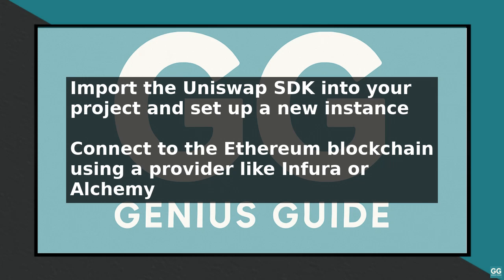To connect to the Ethereum blockchain, you need to provide the SDK with a provider, such as Infura or Alchemy. This provider will be used to fetch data from the blockchain and send transactions. Once you have set up the SDK and connected to the blockchain, you can start using the Uniswap protocol to trade tokens, provide liquidity, and more.